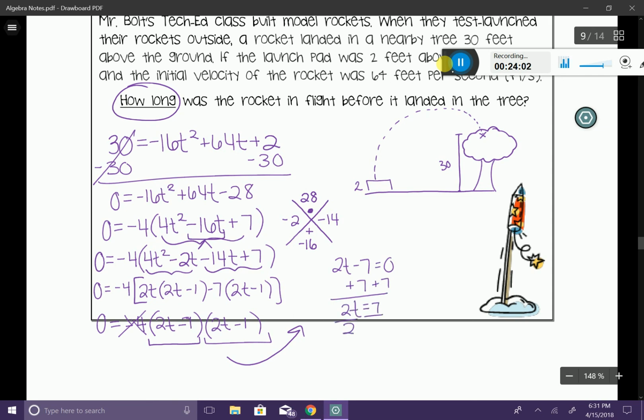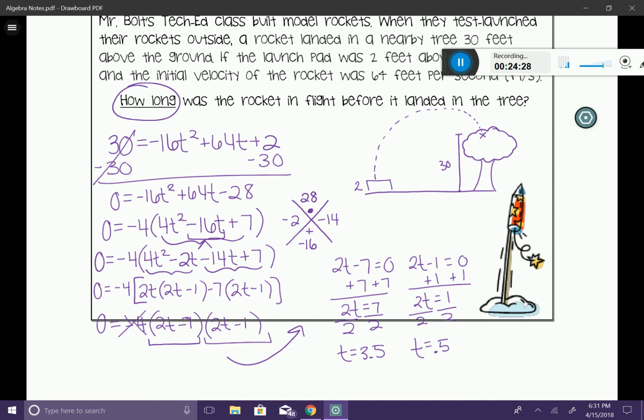I'm going to go ahead and solve that out. Divide by 2. Now, you could say that t is equal to 7 over 2, or you can write the decimal of 3.5. I'm going to use 3.5 because we're talking about seconds. And then my other one is going to be 2t minus 1 is equal to 0. So let's go ahead and solve that. So our t will end up being 0.5. Alrighty, so there are my answers.